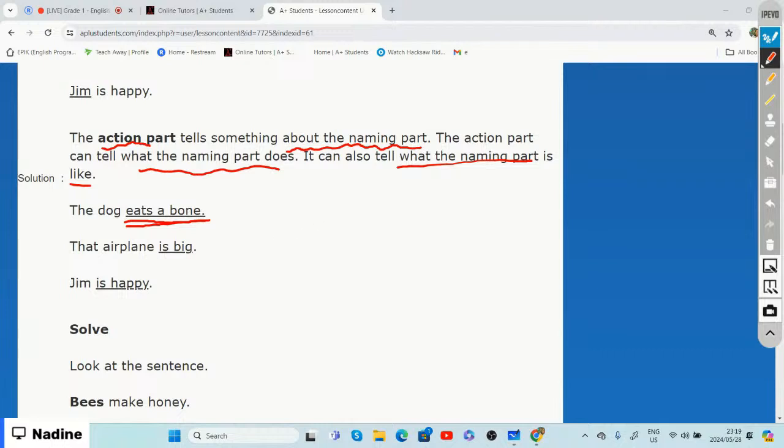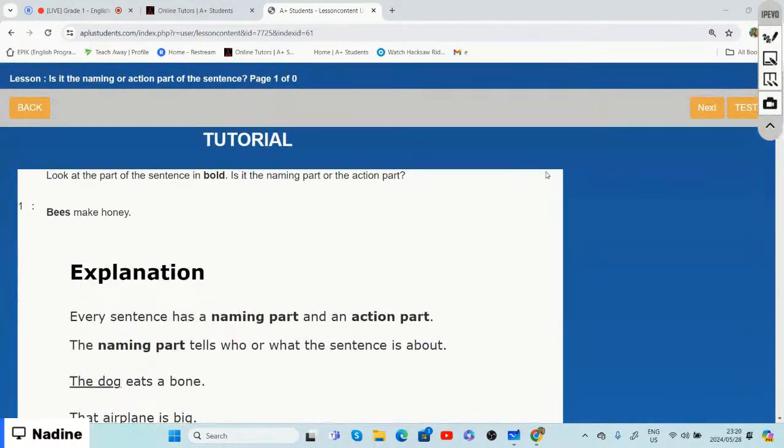That airplane is big. So is big is our action part. Jimmy is happy. What is Jimmy like? He's happy. So is happy is our action part. Yes, well done. But remember, is happy is the correct word. So well done. So now we're going to first look at a few activities before we go on to our test.